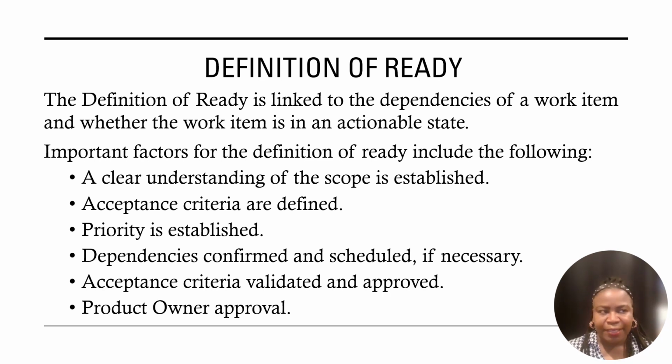So, if there's access to a system that's needed, has that been communicated to the system owner, and are they aware of when that access to the system is needed? So, have all the dependencies been agreed upon, and have they been scheduled? And then back to the acceptance criteria, has that been validated with the product owner, and has it been approved? And then, has the story in and of itself been approved by the product owner?